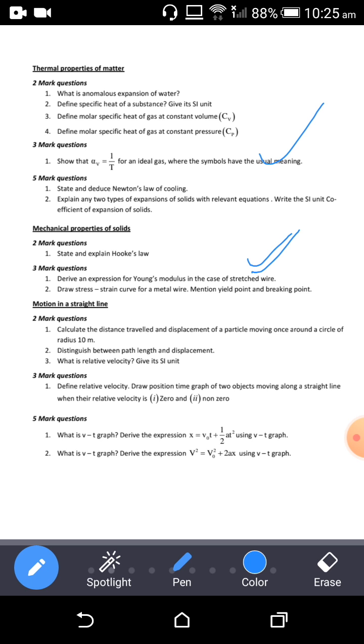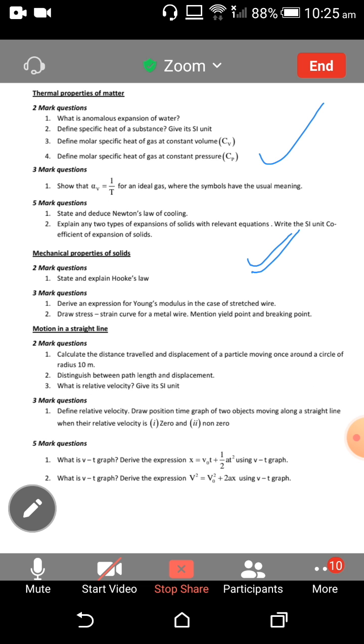Next, coming to motion in a straight line, the 2 marks question is: calculate the distance traveled and displacement of a particle moving once around a circle of radius 10 meter. So you need to calculate what is the distance and what is the displacement. Can anyone answer that?